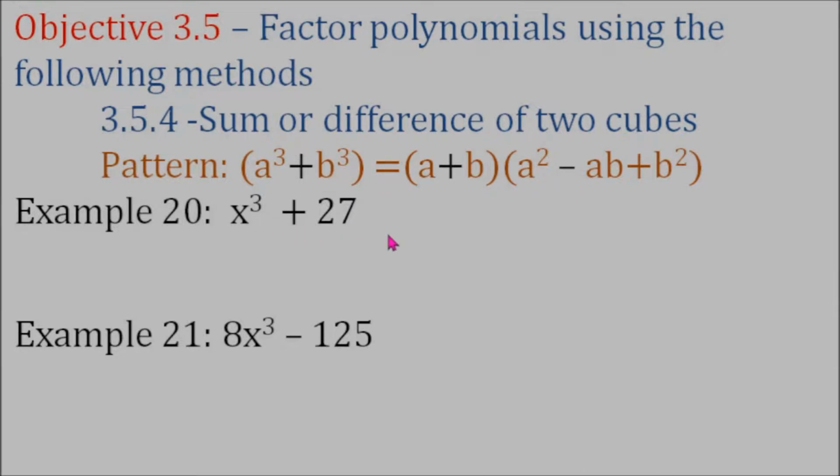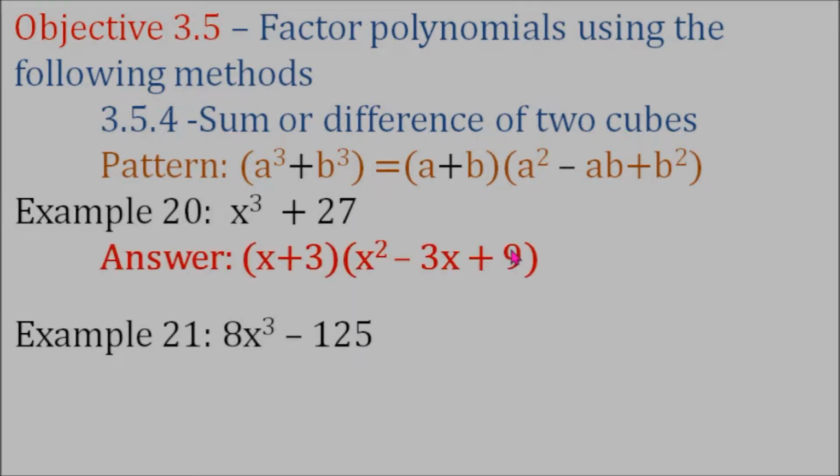So our factors are one binomial and one trinomial. The cube root of x cubed is x. The cube root of 27 is 3. Now for our trinomial factor, we square the first term, x times x, that's x squared. For our second term, we multiply 3 times x, that's 3x, then change the sign, make it negative 3x. Then square the second term 3, that's 9.